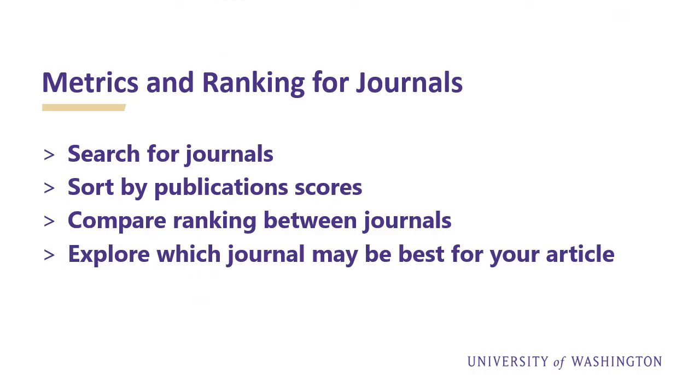Scopus has features that allow you to examine journal metrics and ranking, and you can also compare multiple journals together. If you're considering publishers for your article, you can search for the top publishers on your subject and compare their rankings before making a decision.